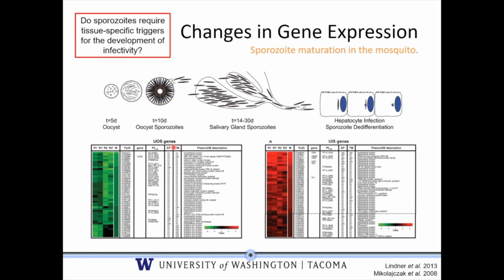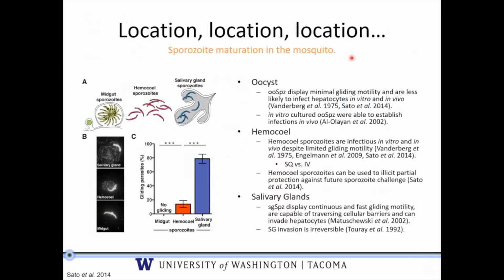But these genes will be turned off when those sporozoites transition to the salivary glands, where UIS genes are going to be upregulated, as these are upregulated in infectious sporozoites. And these genes are typically associated with those that are going to be necessary for causing disease in the host. Now, in addition to changes in gene expression as you go through the mosquito, you also see differences in their gliding ability, as well as their ability to infect a mammalian host. And this ultimately leads to the question of, well, what's driving this maturation? Changing location in the mosquito, or simply aging within the mosquito?